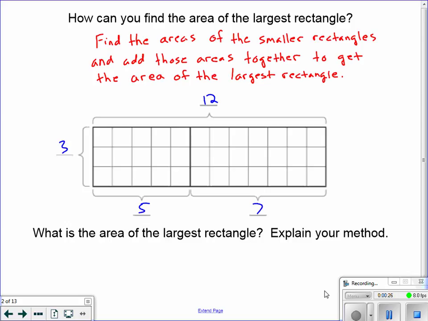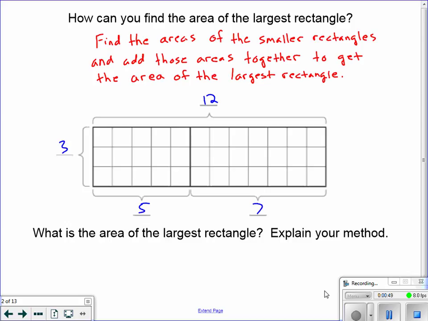So to start with here, we have this large rectangle that's made up of two smaller rectangles. And the question is, how can you find the area of that largest rectangle? Well, one thing you could do is find the areas of the smaller rectangles and add those areas together to get the area of the largest rectangle. That's one way you could do it.